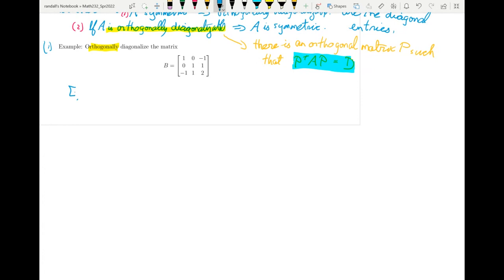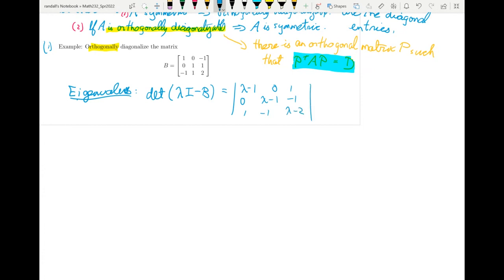So first, maybe I should write it out this way: eigenvalues. All right, this is always your first step. So eigenvalues. So you go the determinant of lambda I minus B. Okay, so you're going to have lambda minus 1, 0, 1, 0, lambda minus 1, minus 1, 1, minus 1, lambda minus 2. Okay, compute that determinant.